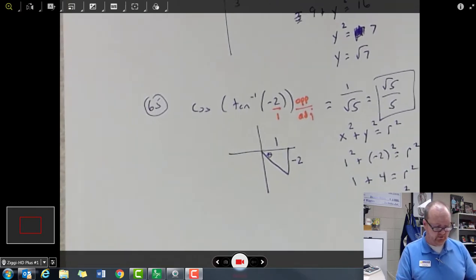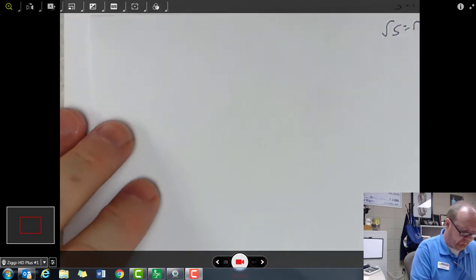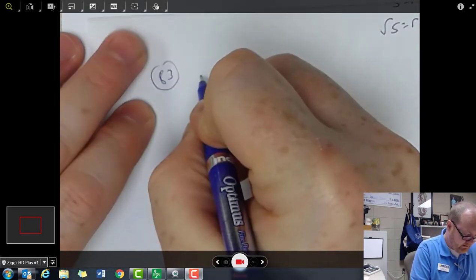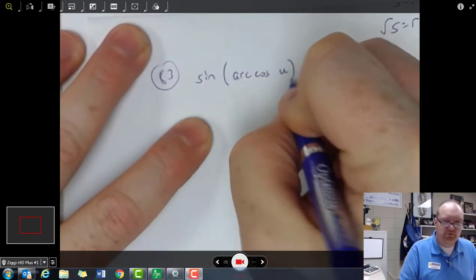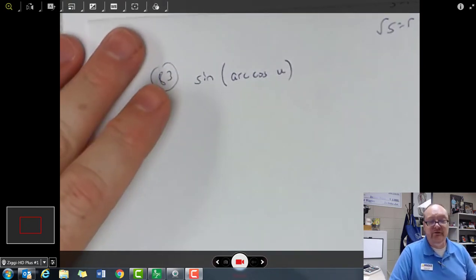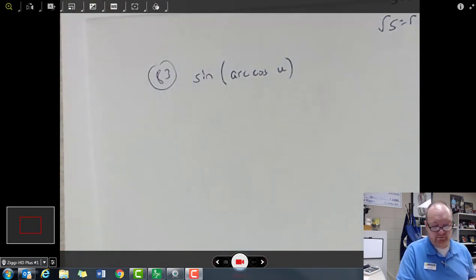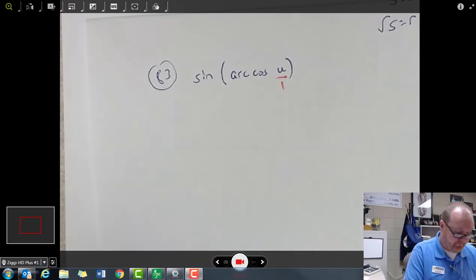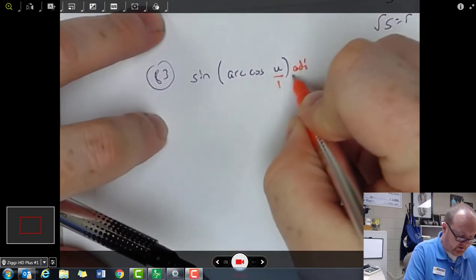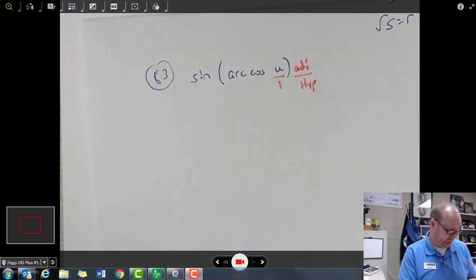Then number 83 was a little bit more abstract. Number 83 asks us to find the sine of the inverse cosine of u. So I just want to represent this in terms of u, and I'll tell you why we even have a problem like this: this comes up in calculus and some of the formulas and things that we do in calculus. But again, I'm going to approach it the exact same way. Let me draw me a triangle, and we'll assume u is positive, and let me label that triangle so that adjacent over hypotenuse is u, in this case u over 1.